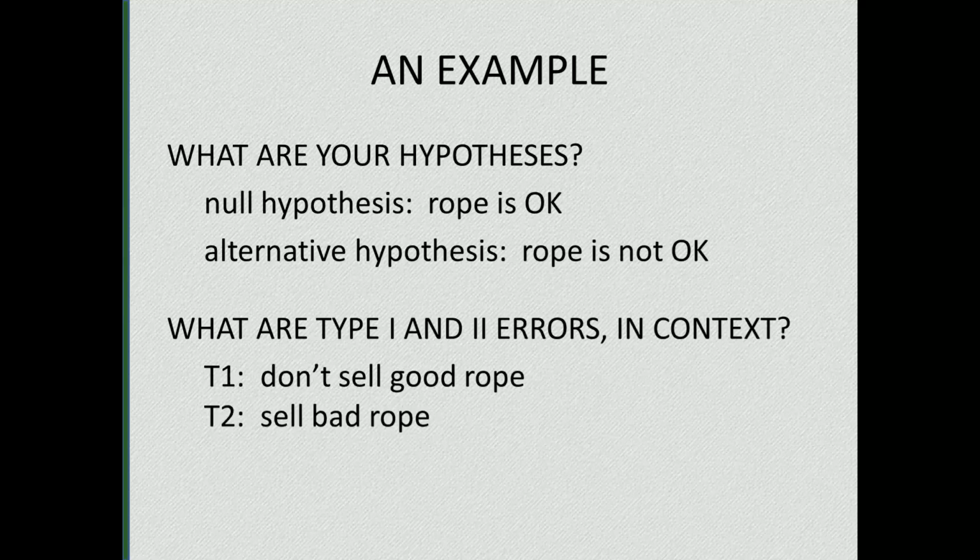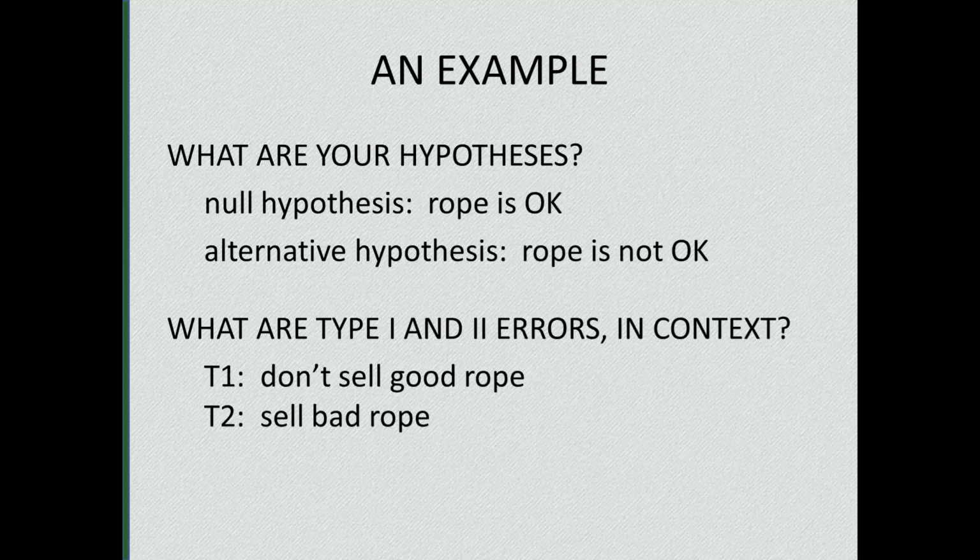Conversely, type 2 error, don't reject if it's false. We don't reject, and so we continue to believe the rope's okay, but the null is false. That rope really is not okay. And so we have bad rope that we sell.